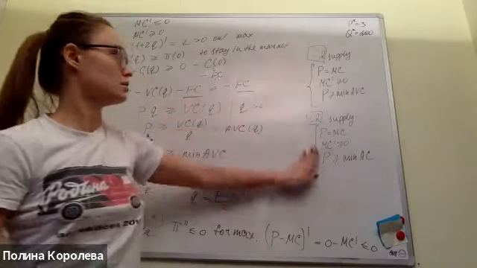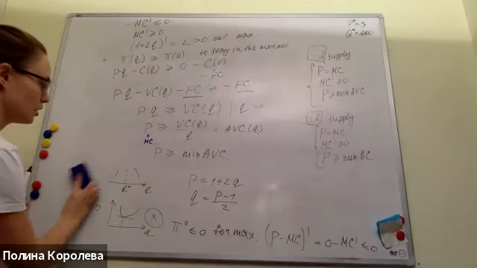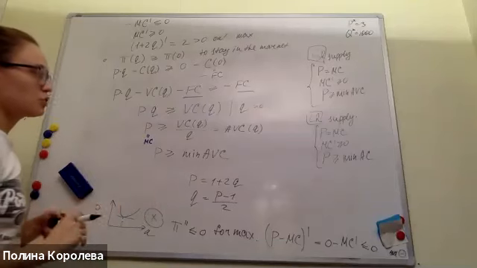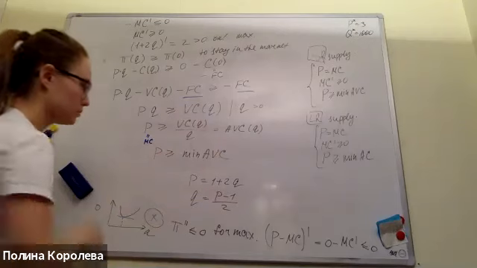So this is for you, how to find. So for our task, price should be greater or equal to the minimum of average variable costs. So let's find it.